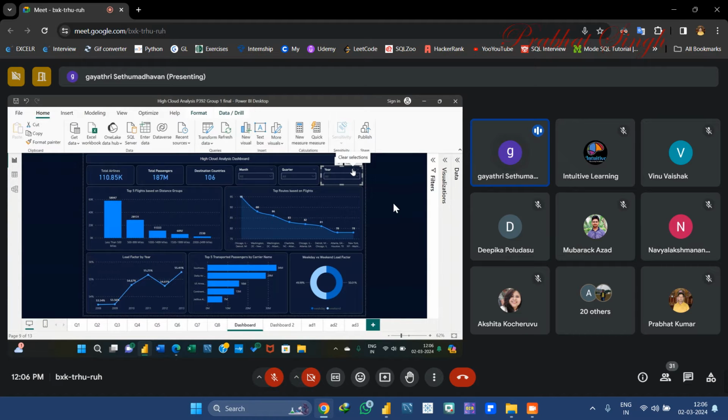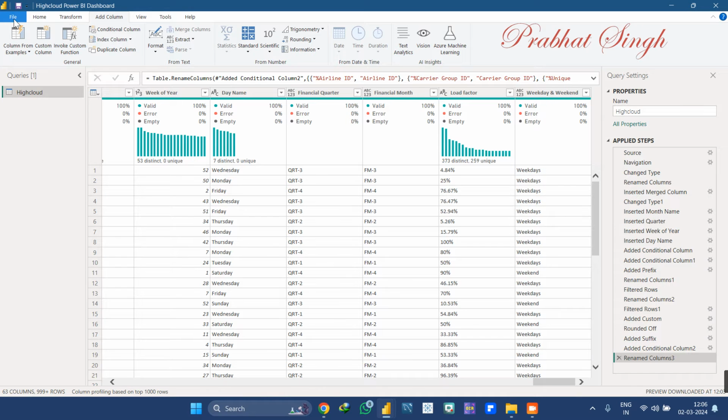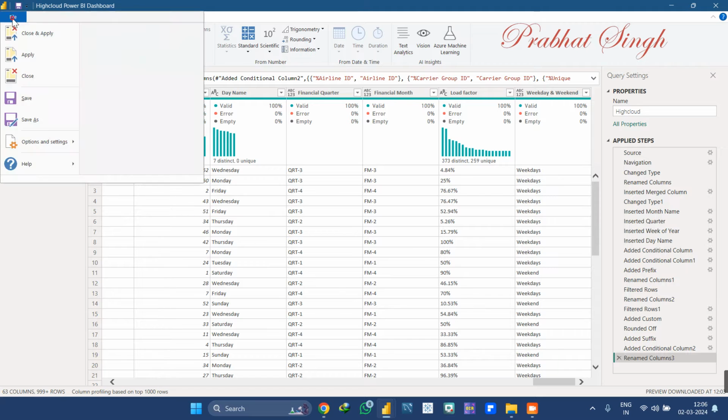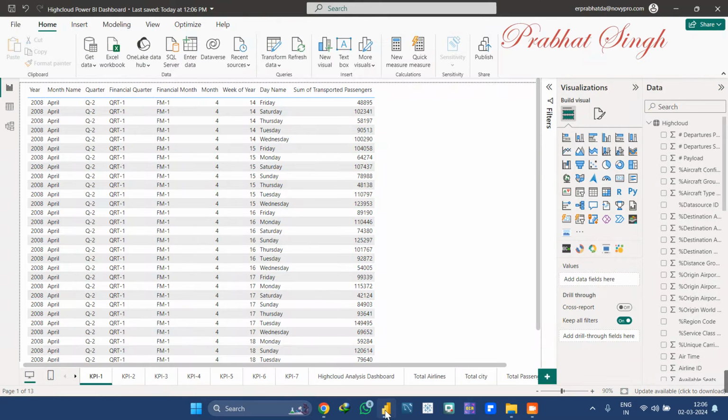Coming to the destination countries, we have 106 destination countries. This showcases global footprint of the Highcloud Airlines. We have added the time filters, that is month, quarter, and year, that allow us to zoom in and zoom out specific time frames so that we can analyze the trends and compare performance across the periods.